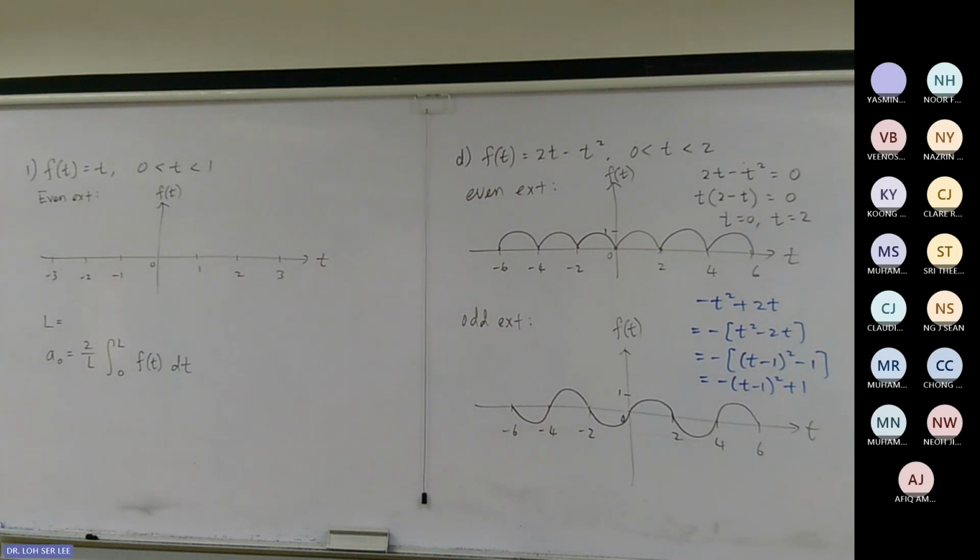In the appendix of your final exam, you will be given the formulas of the full range and also the half range, both the cosine and sine series. So three sets of formulas will be given. You will need to choose the correct formula based on your f(t).